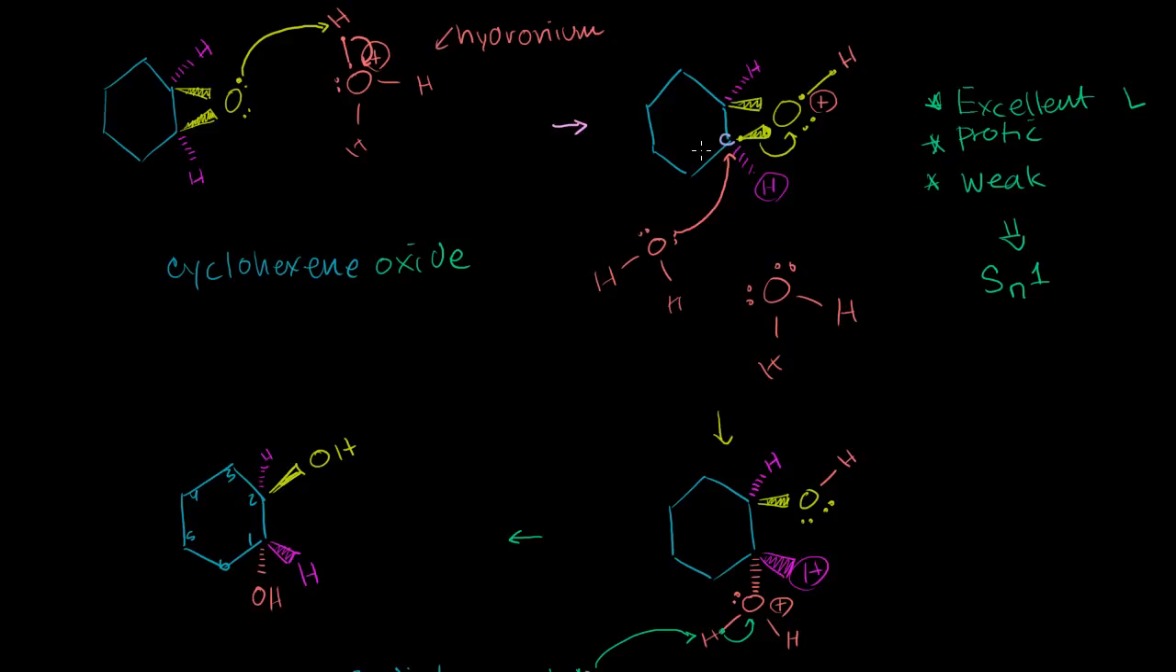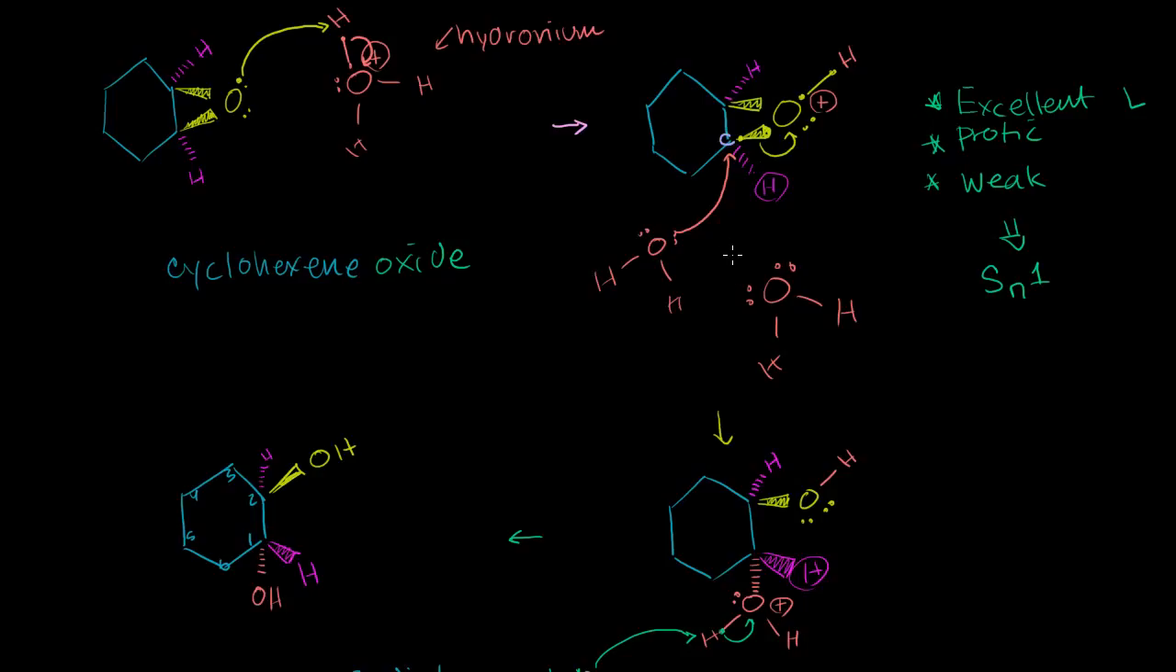We probably would have said the first step would have been that this bond just broke on its own, and this guy just left, forming a carbocation, and only then would the water, the weak nucleophile, have attacked the carbon. And in that case, it could have attacked from either side, because all of a sudden this carbon right here would lose its handedness.